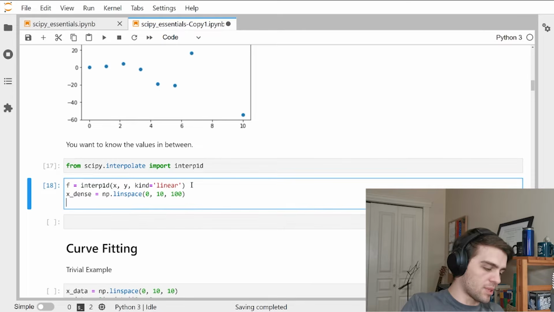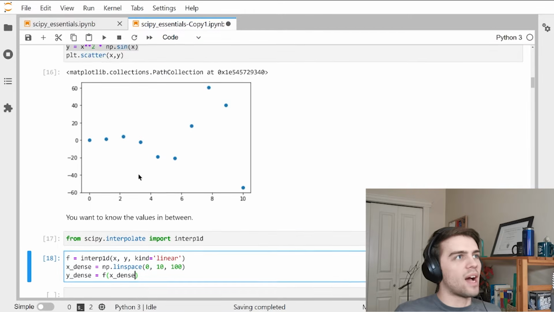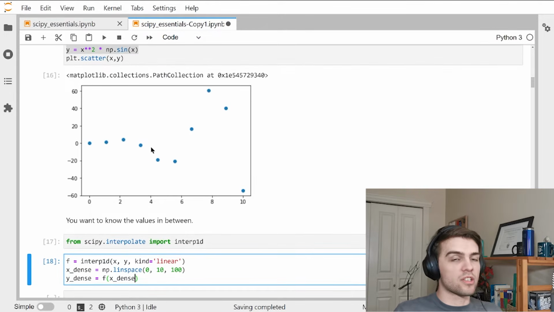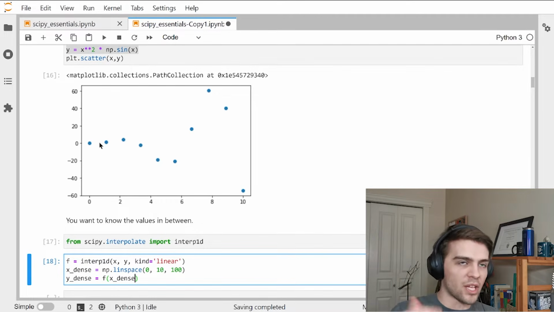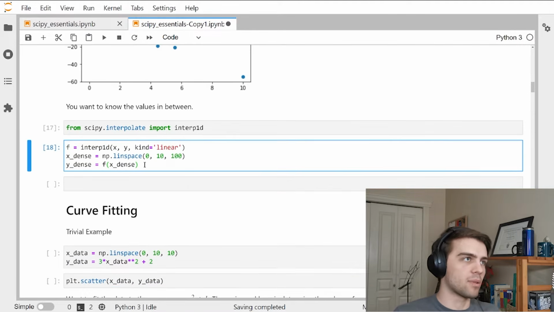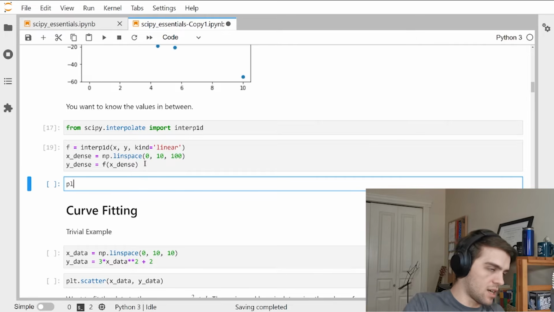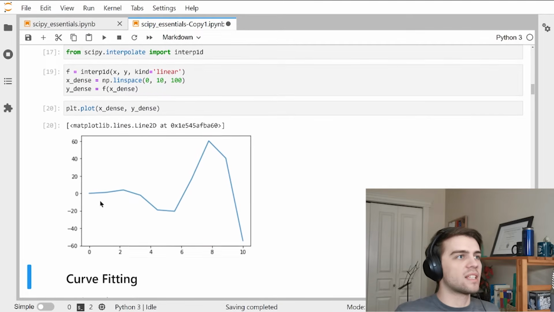And I'm going to use this interpolation to get me my y points. So it's just f of x dense. So I've created, using these sparse points that are spaced relatively far apart, a function that can give me the value at any point. Then I make a really dense array of x points here, and I have some y points that I can plot. And if I plot x dense, y dense, you'll see that the linear interpolation is just these connected lines in between.